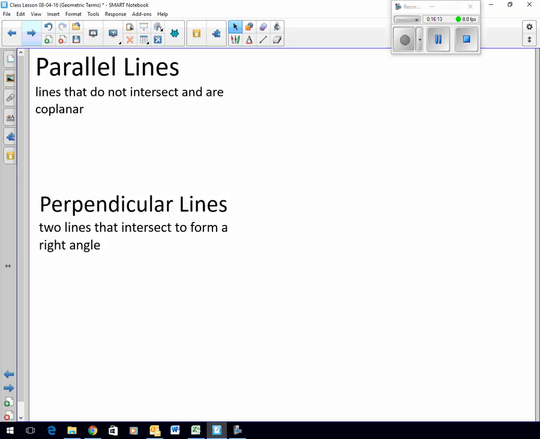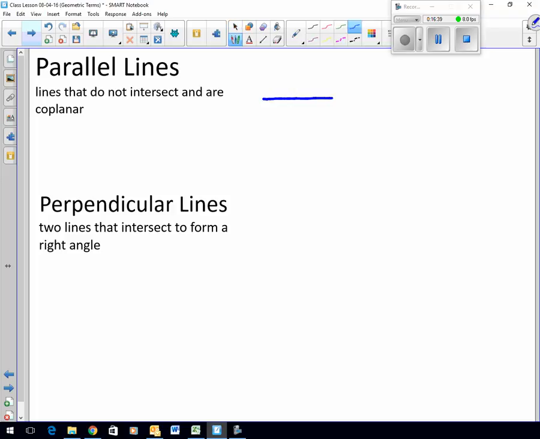Parallel lines. Lines that do not intersect and are coplanar. Coplanar. What does that mean, Tom? All right, coplanar. In the same plane. They share a plane. Okay? Coplanar means they're in the same plane. And this is where it can get really, really fun, geometry. All right?